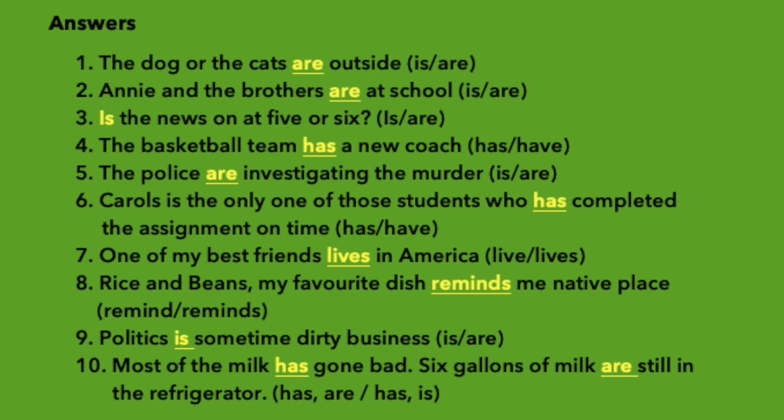Six gallons of milk are still in the refrigerator. You can count the gallons of milk, so we have to use the plural "are".